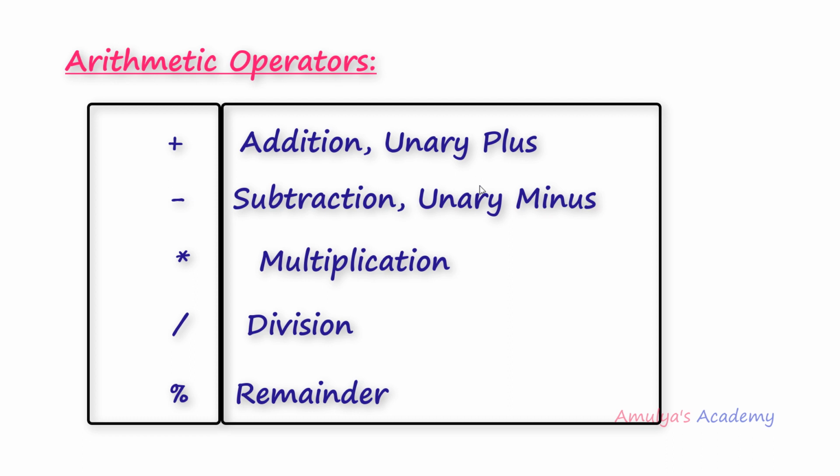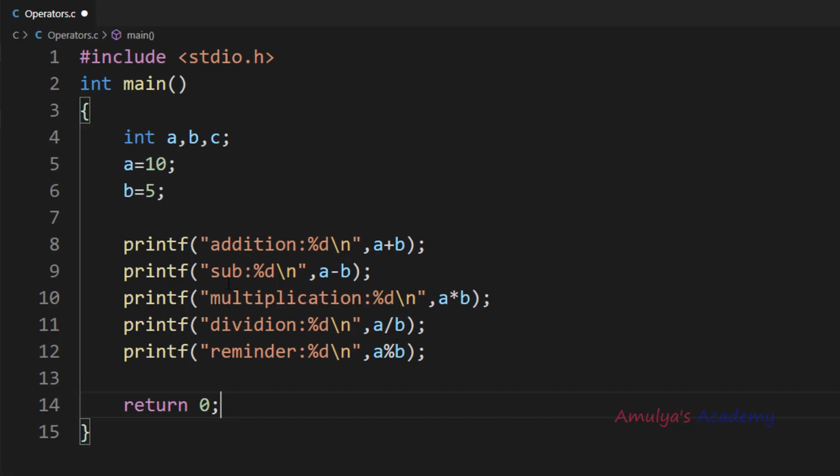These are the arithmetic operators in C programming language. Using plus, we can do the addition as well as we can use it as unary plus. Next, minus operator, we can use this for the subtraction as well as unary negation operator. Next, we have multiplication operator. Next, we have division operator. And lastly, we have modulo operator. Right? So we have addition, subtraction, multiplication, division, and modulo operator.